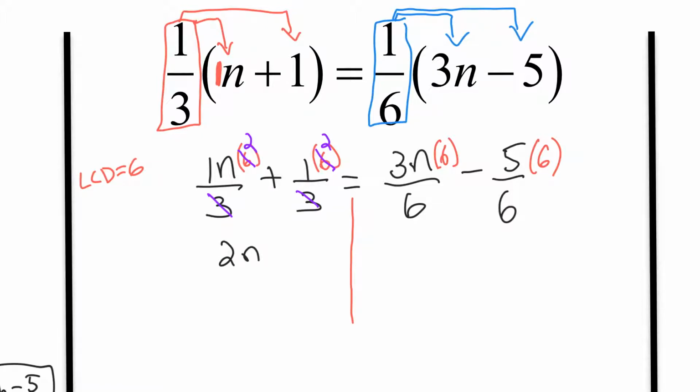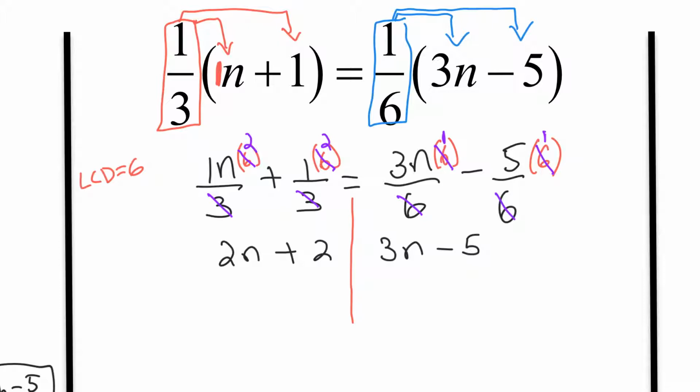3 goes into 6 2 times, and you multiply 1 times 2 is 2. So I'm going to have plus 2. On the other side, you cross simplify the 6 with the 6. So 6 goes into 6 one time, and 3n times 1, that's going to be 3n. And the next one, 6 simplifies with the 6 one time, and 5 times 1 is 5. But we do have a minus. There's the minus here, so you bring down the minus. 5 times 1 is 5.